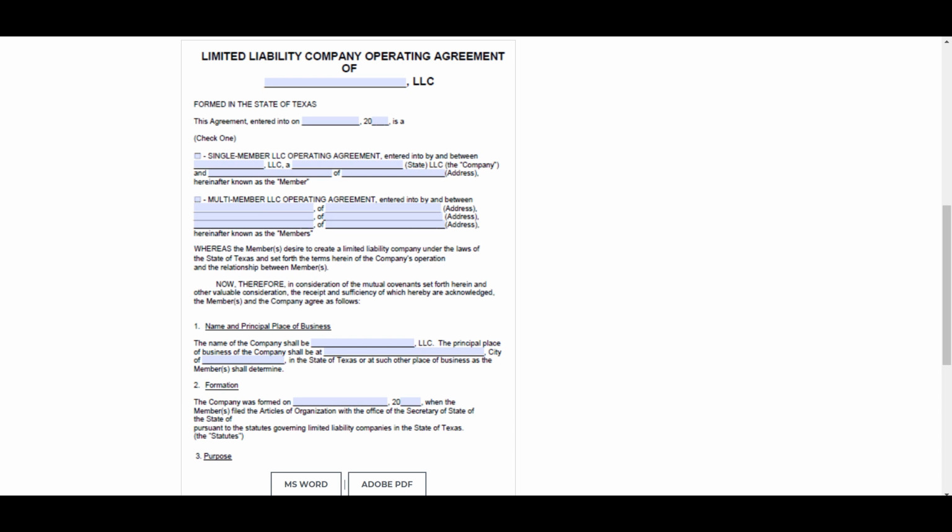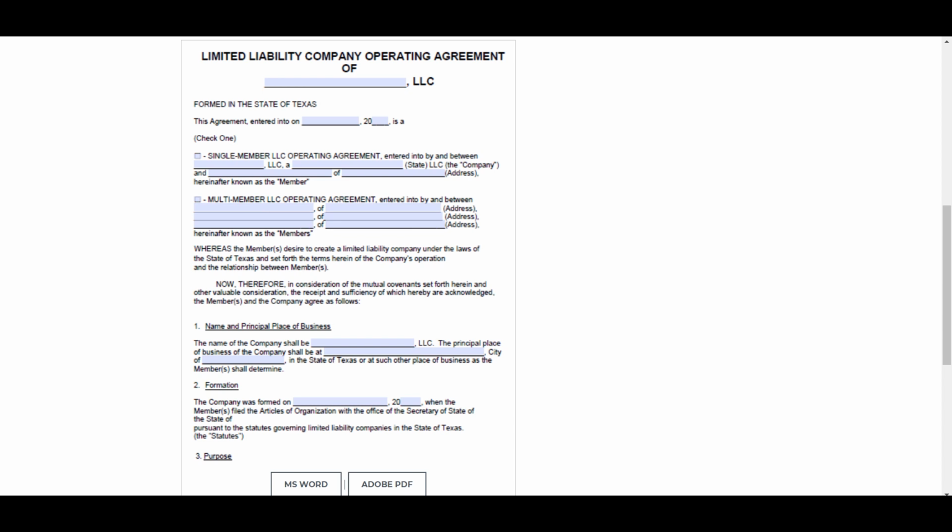It sets out the rights and responsibilities of the members and managers, including how the LLC will be managed. It can help preserve your limited liability by showing that your LLC is truly a separate business entity. In the absence of an operating agreement, state LLC law will govern how your LLC operates.